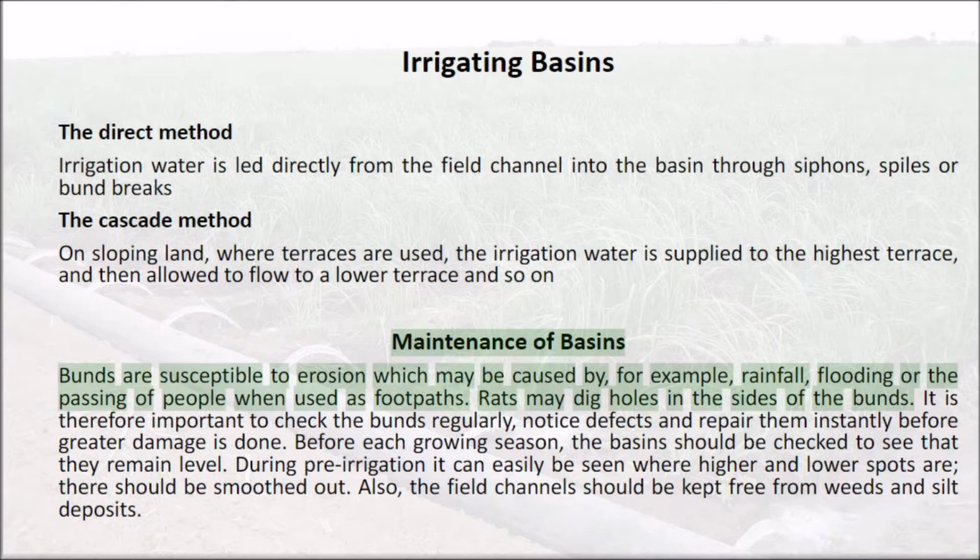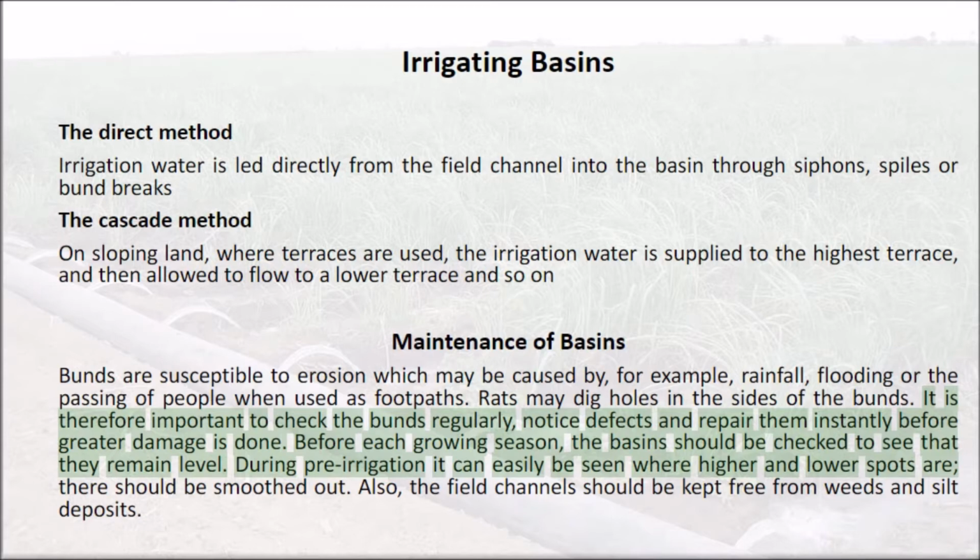Maintenance of basins. Bunds are susceptible to erosion, which may be caused by, for example, rainfall, flooding, or the passing of people when used as footpaths. Rats may dig holes in the sides of the bunds. It is therefore important to check the bunds regularly, notice defects and repair them instantly before greater damage is done.